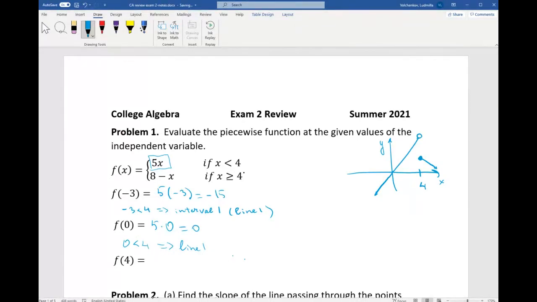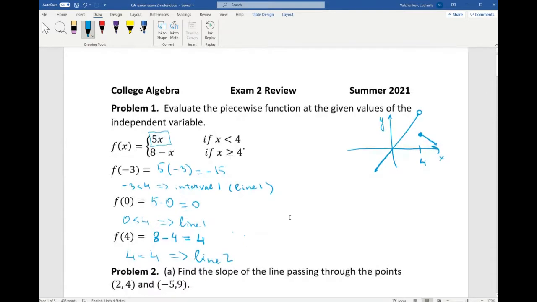F of 4. 4 is equal to 4, so the second interval, x is greater than or equal to 4. It means we use the second interval, line 2. We take the function equation from the second line, 8 minus x, with x equal to 4. So 8 minus 4 equals 4. F of 4 is 4. You do not use both equations at the same time. You first choose what equation to use, and then you substitute x.